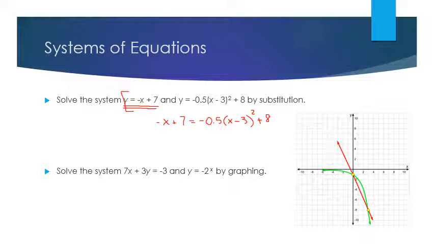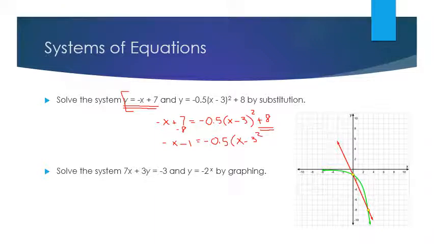So this looks pretty complex, but we've already discovered some things that we can do. For instance, I want to get rid of this 8 first. Remember, I'm trying to either get to something squared or expand something and then simplify it. So if I subtract 8 from both sides, I'll subtract the 8 from the 7. So then I have negative x minus 1 equals negative 0.5 times (x minus 3) squared.